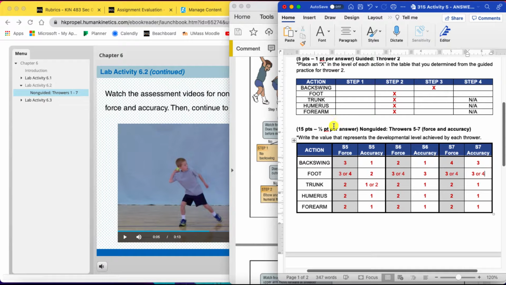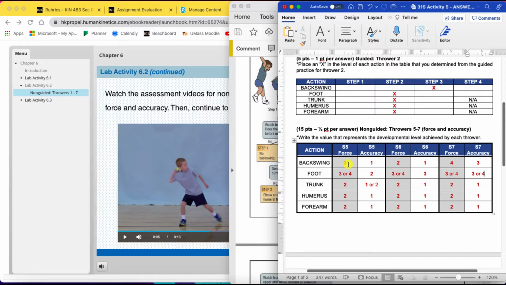Hi guys, I wanted to go over the answers for the record sheet for subjects 5, 6, and 7 for their force and accuracy throws. So the first video we're going to look at is the force throw for thrower number 5. I'll go in the order that we have in the table just so it's easy to follow.